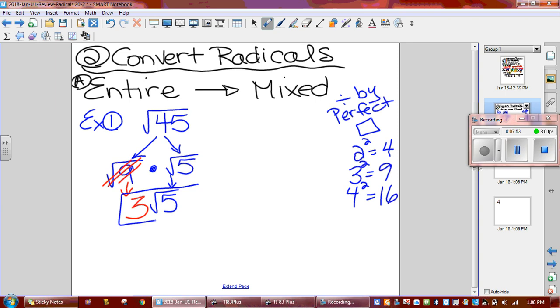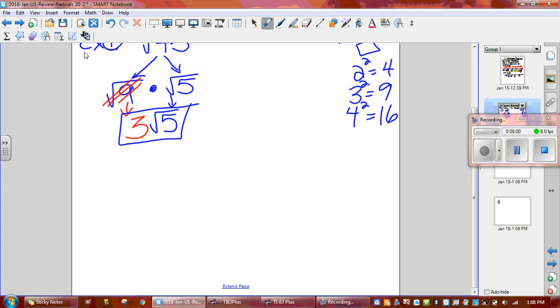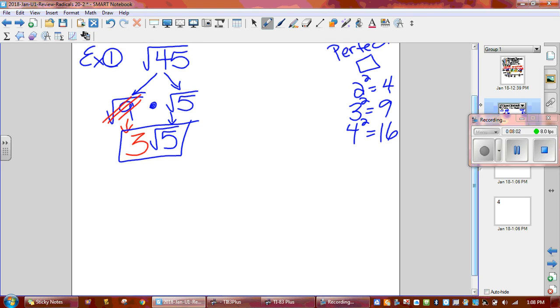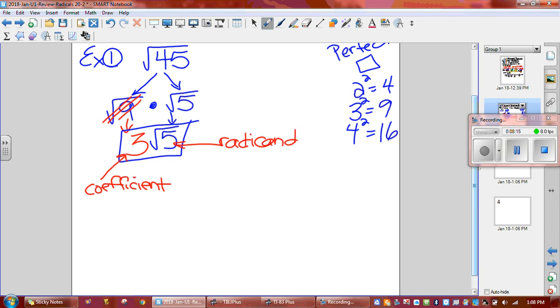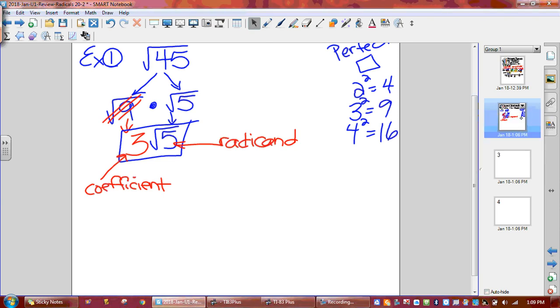So now what we do is we take a look at the radicands. So we need to remember the parts of our radical. So, the 3 is now the coefficient, and the 5 is the new radicand. The radicands are under the root sign, okay? So, back to mathing. We now have our mixed radical.